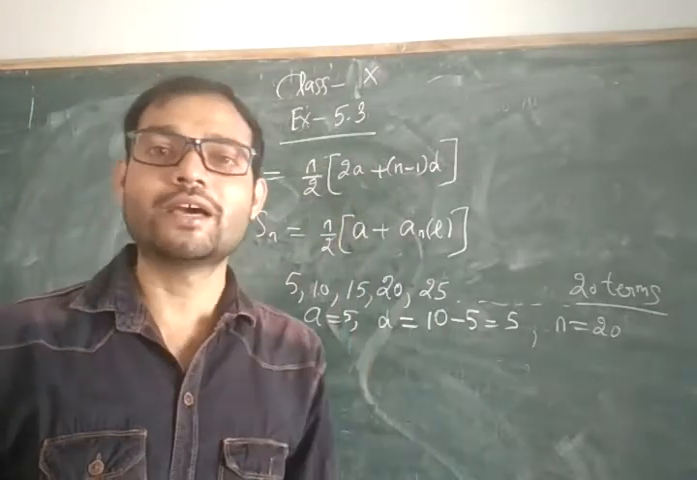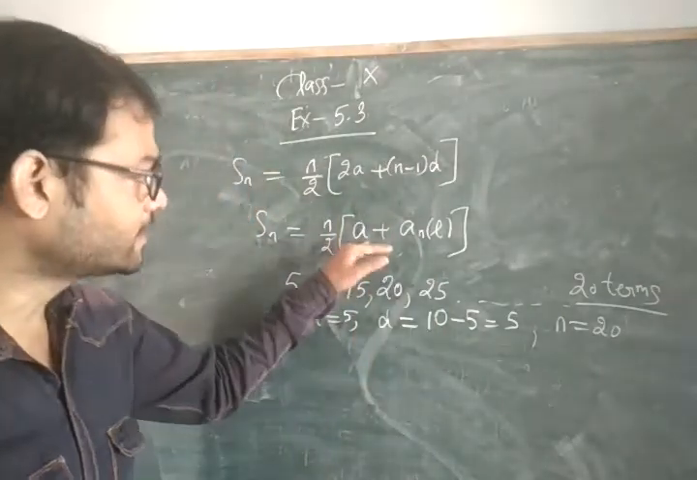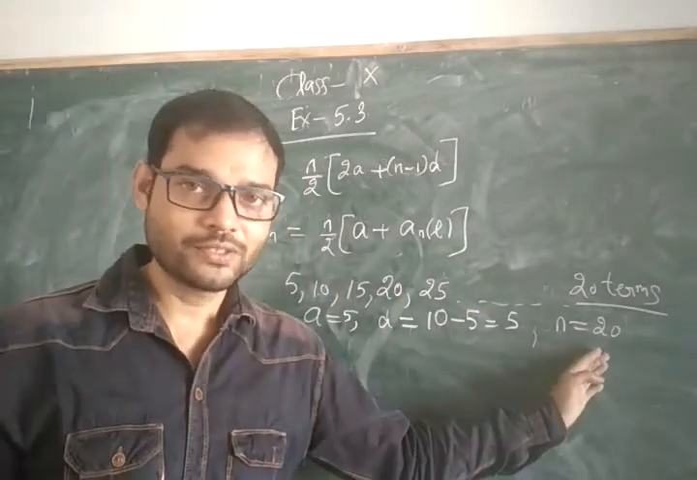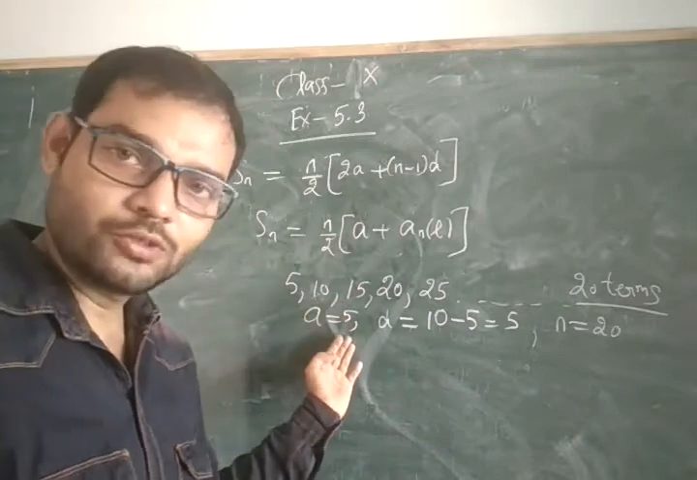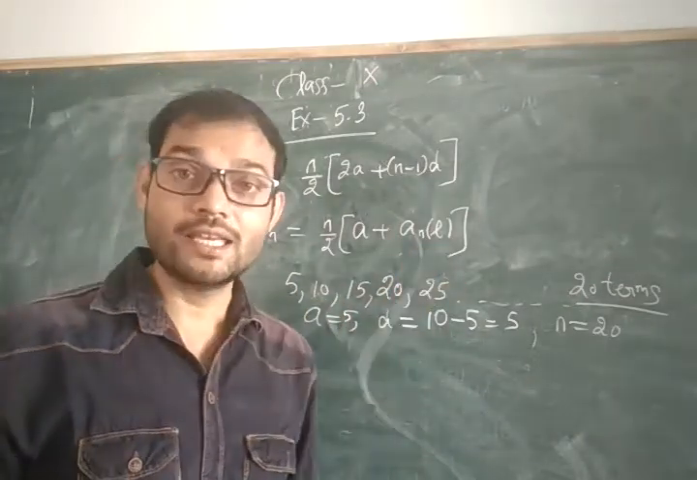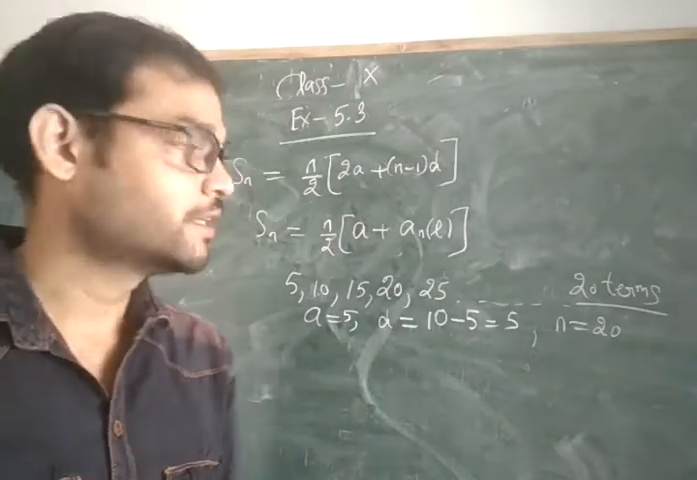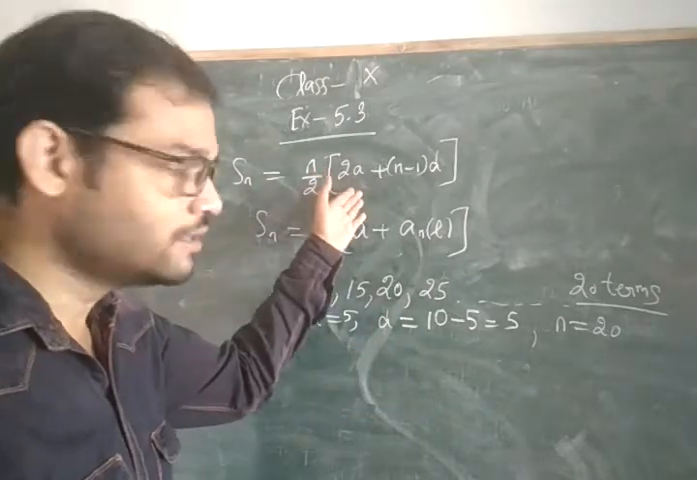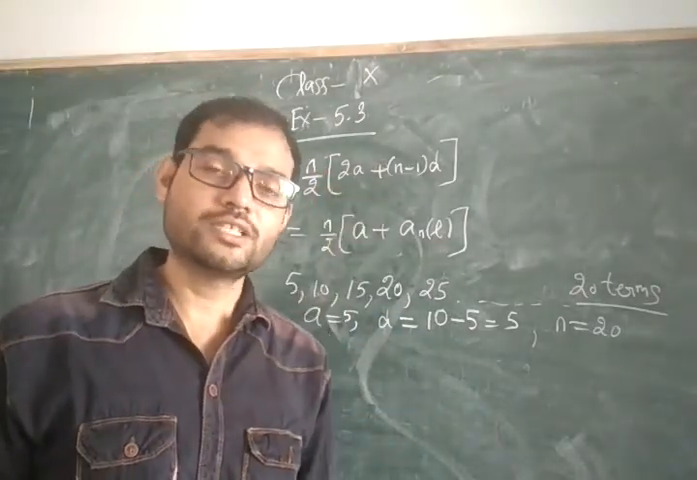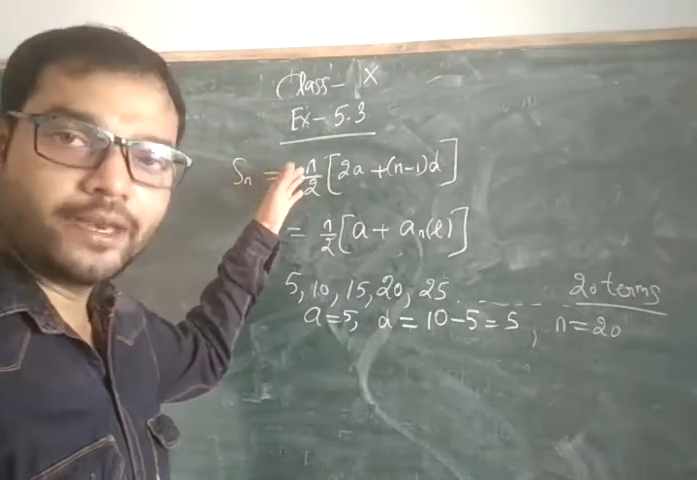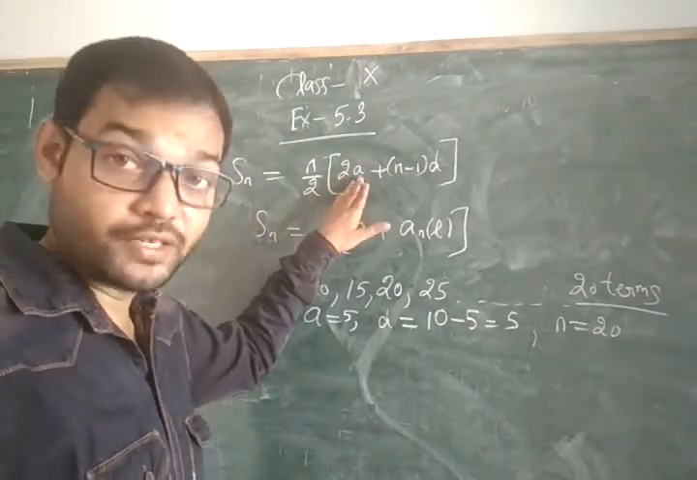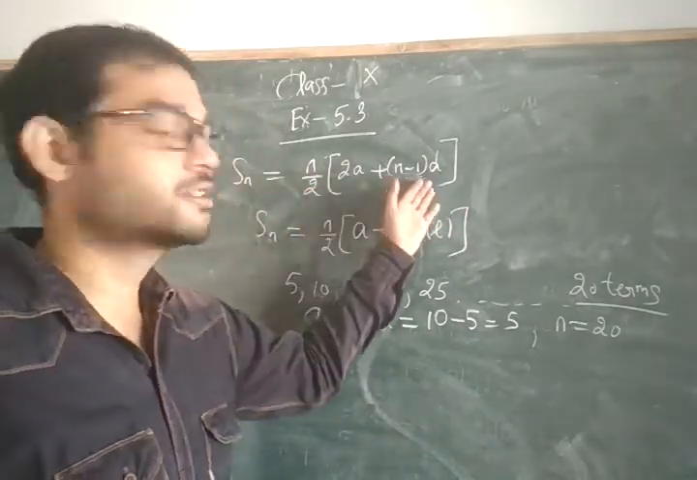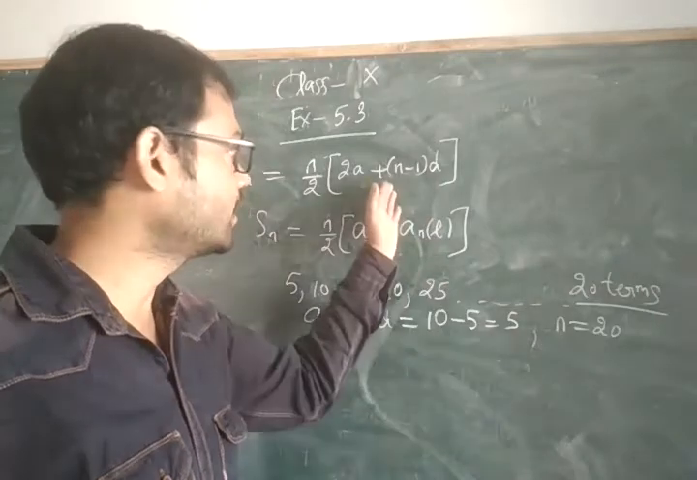Yes, the first formula we will apply, because if you apply the second formula you need what? n, yes, that we have. Next a, that also we have, and the second is an or l, which means the last term or nth term, and that we do not have. So it means we have to apply formula number first. You will apply the first formula, because in this formula we know n, we know a the first term and the common difference also. So all these three things we have, so we can apply the first formula.